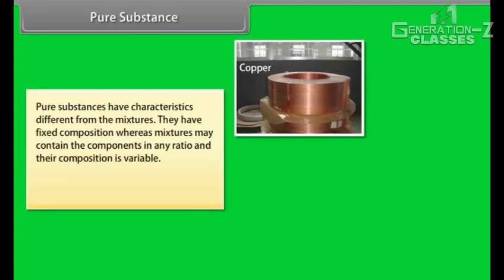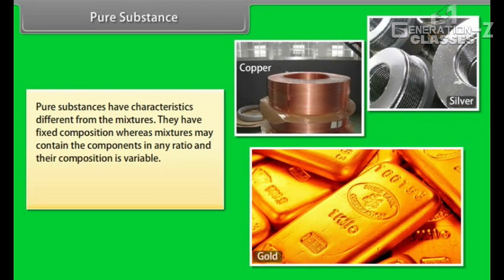Pure substance. Pure substances have characteristics different from mixtures. They have fixed composition, whereas mixtures may contain the components in any ratio and their composition is variable. Examples: copper, silver, gold, water, glucose.